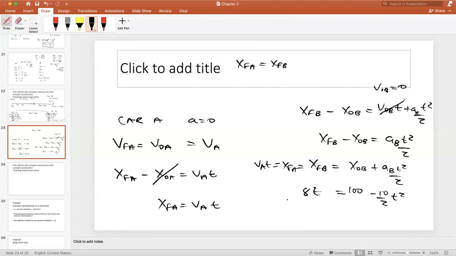Now, look at this though. We've got a quadratic here. So we've got a quadratic that's 10t squared over 2 plus 8t minus 100 is equal to 0. And you can solve that using the quadratic formula, which is minus b plus or minus the square root of b squared minus 4ac, over 2a, and that'll give you the roots, the values of t. Or we can stop and not solve it that way, and try to solve it by eliminating t. If you want to do it this way, we'll do it really fast.